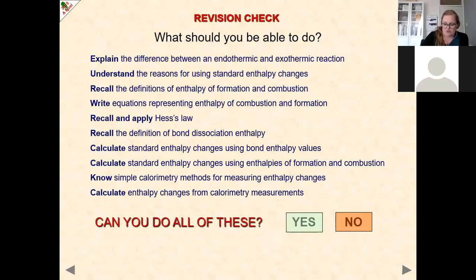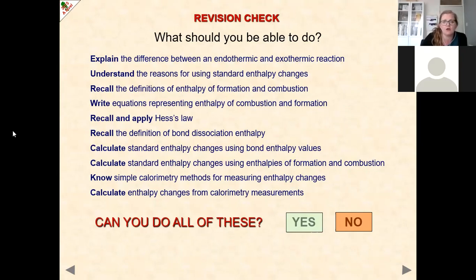So by this point, what you should be able to do is explain the differences between endothermic and exothermic reactions, understand the reasons for using standard enthalpy changes, recall the definitions of enthalpy of formation and combustion, write equations representing enthalpy of combustion and formation, recall and apply Hess's law, recall the definition of bond dissociation enthalpy, calculate standard enthalpy changes using bond enthalpy values, calculate standard enthalpy changes using enthalpies of formation and combustion, know simple calorimetry methods for measuring enthalpy changes, and then finally calculate enthalpy changes from calorimetry measurements.